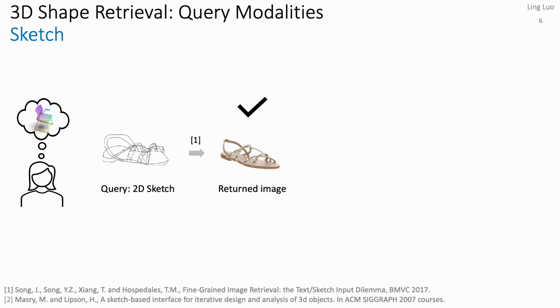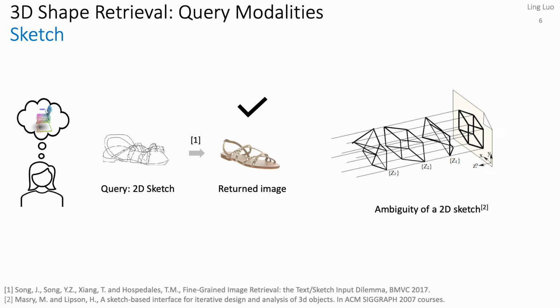2D sketch was shown to be a more suitable query for 2D image retrieval. However, multiple 3D shapes can project to the same 2D sketch, making it less suitable for 3D shape retrieval.